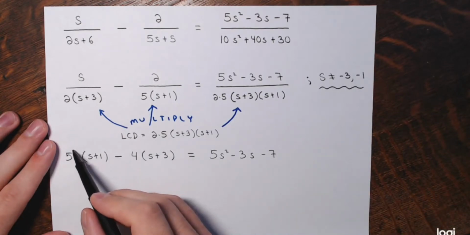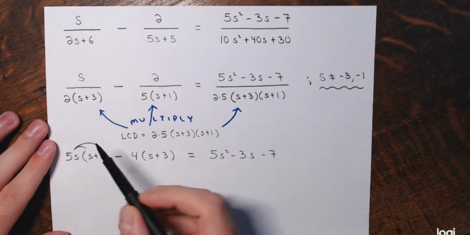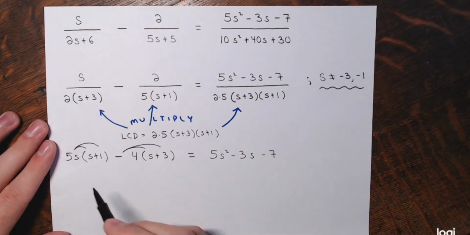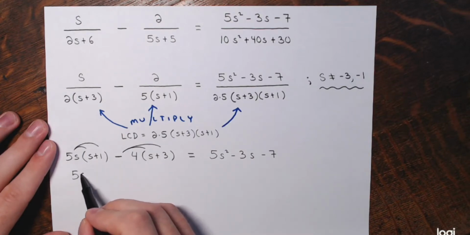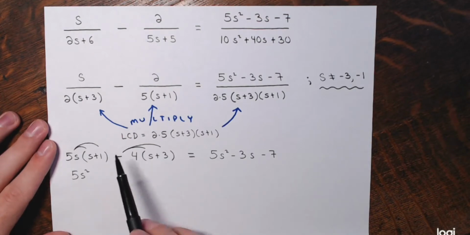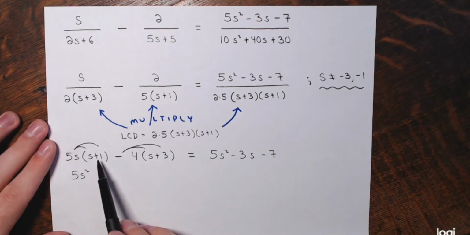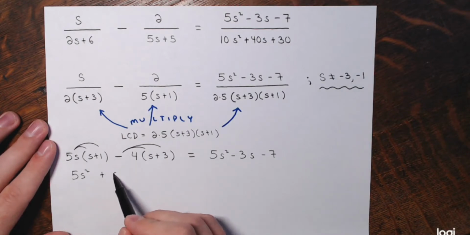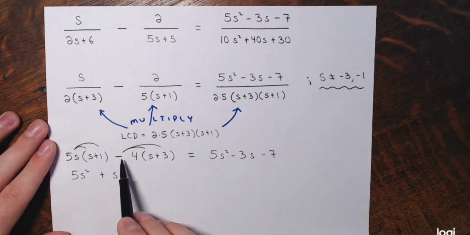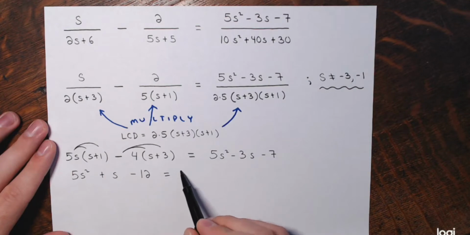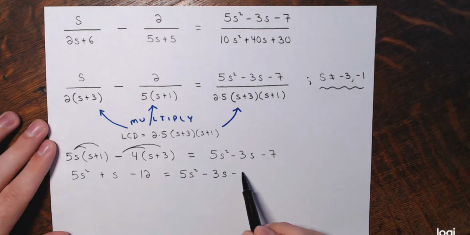So left side, I'll distribute this 5s here. Here I'm distributing the negative 4. So we have 5s squared. Then I'll just combine like terms right now. We have plus 5s minus 4s, so that'd be plus 1s. And then we have minus 12. Equals 5s squared minus 3s minus 7.